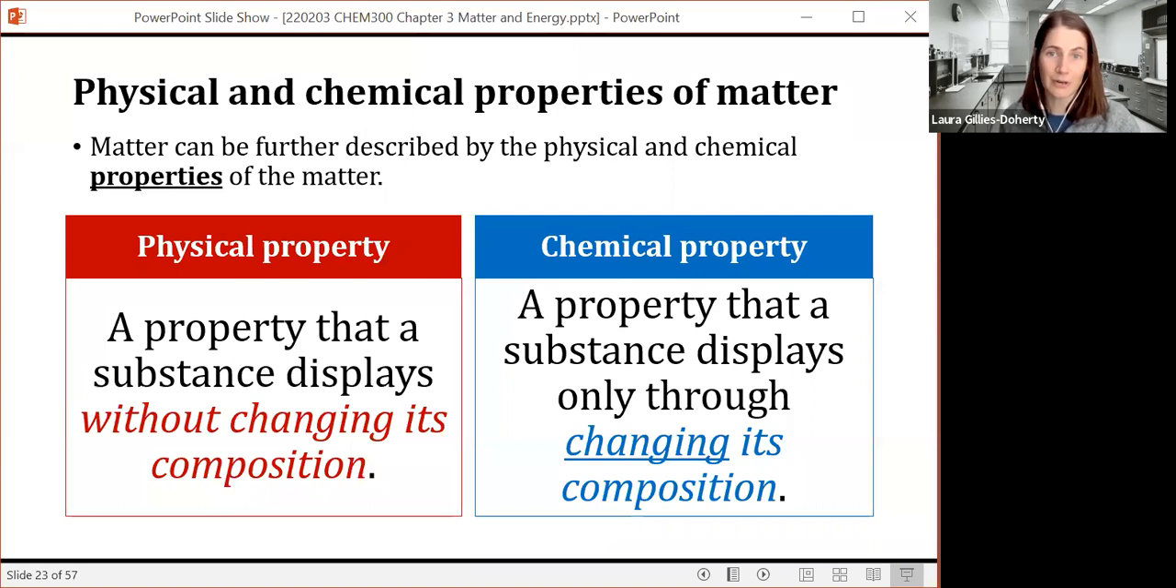Versus a chemical property is a property that a substance displays only by changing its composition, by undergoing some sort of chemical change, where there's bonds that are being broken and chemical bonds that are being made, so that the substance undergoes a change and is no longer the same substance at the end of the change. It changes its composition.